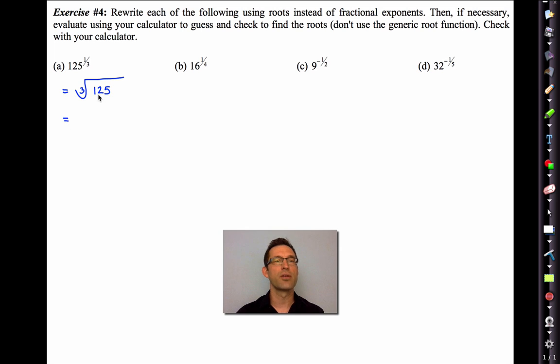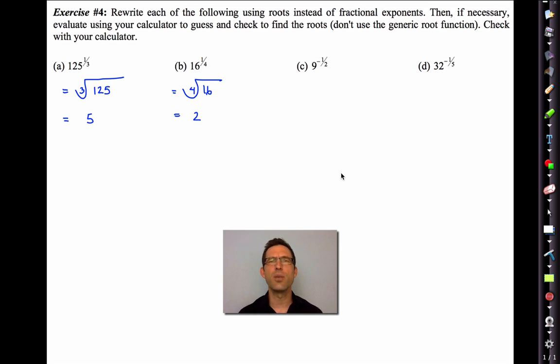Now, of course, what we're looking for is the number that we multiply by itself 3 times to get 125, and that happens to be 5. 16 to the 1/4, that happens to be the 4th root of 16. Again, we're looking for a number that when we multiply it by itself 4 times gives us 16, and that's 2.